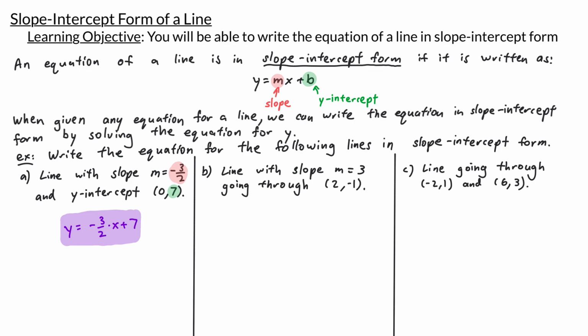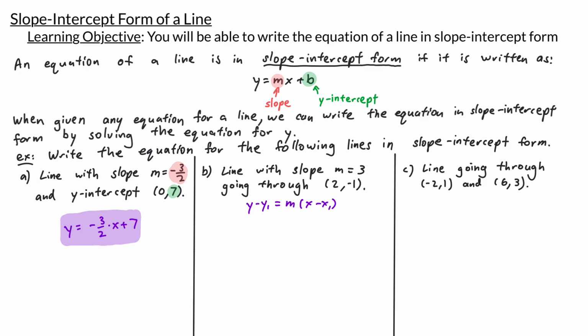Now, we're not always going to be given the y-intercept, so sometimes it requires a little bit more work. Let's look at example B. In example B, we're told that the slope of the line is 3, and it goes through the point (2, -1). Since we don't know the y-intercept, we can't directly use the formula y equals mx plus b. Instead, we can start by writing down an equation of a line using the point-slope form that we learned about in our last video. Remember that the point-slope form is y minus y1 equals m times x minus x1. And we have all the information that we need to write down the equation in this form.